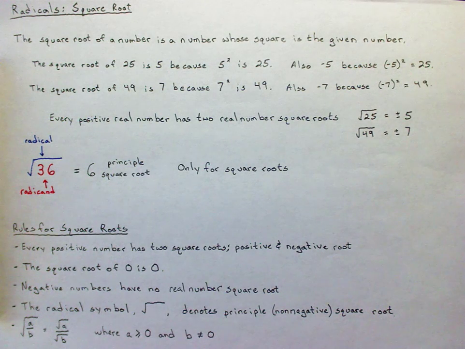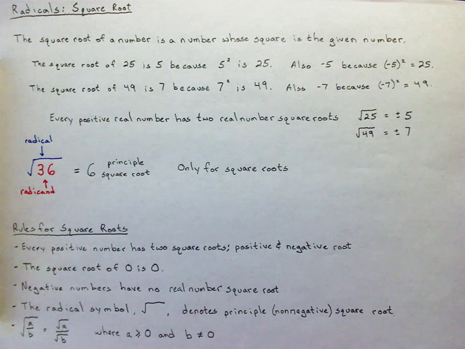Hello everyone, we're going to talk about radicals today. The most common thing thought of with radicals is the square root symbol. A square root of a number is a number whose square is the given number. That kind of sounds like cyclic talking, so I think it helps to visualize it mentally.